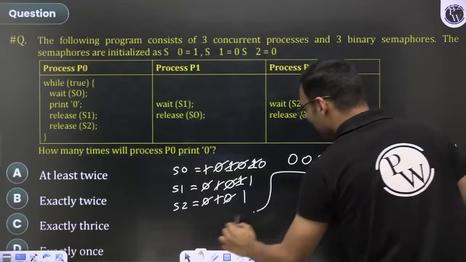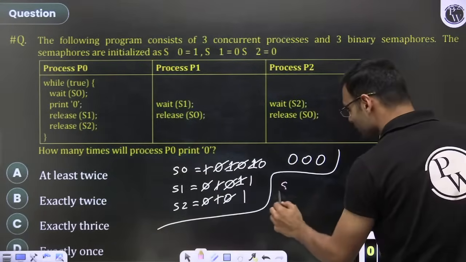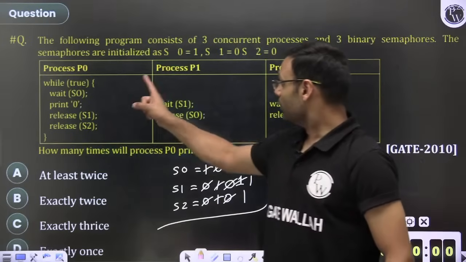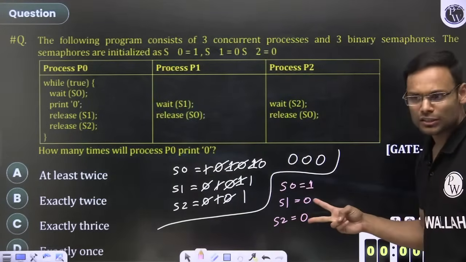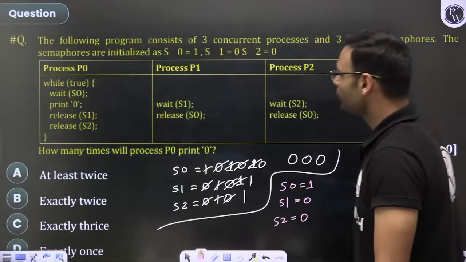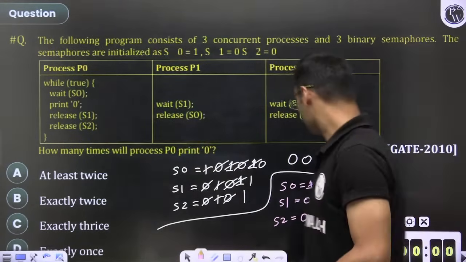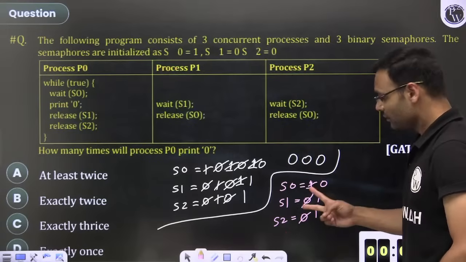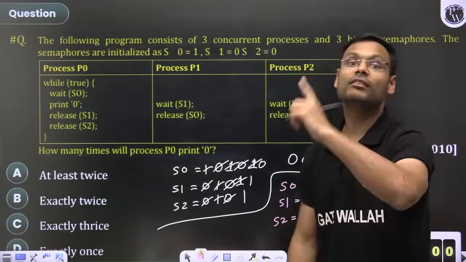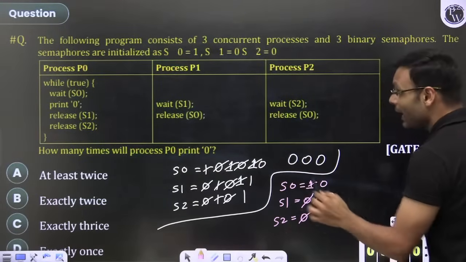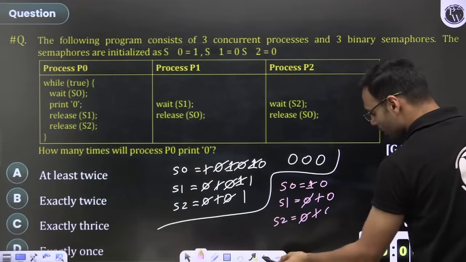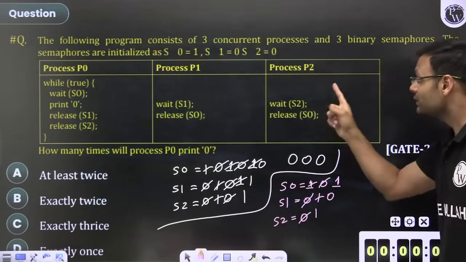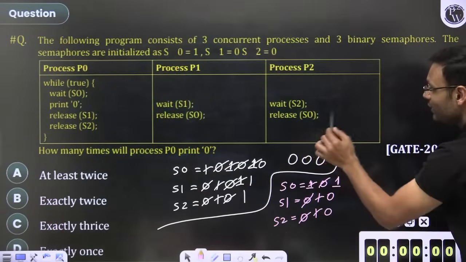But there is another way. How? Look at this. 1 0 0, this is the initial scenario. Wait S1 and S2 cannot run initially because these are 0 0. Now P0 will run: wait S0, fine. Print 0, good enough. Release S1 and S2, they become 1 1. Now P1 and P2, if both run one by one, what happens? P1: wait S1, release S0, 1. Now after P1, if P0 doesn't run and P2 runs, it runs wait S2 and then release S0.